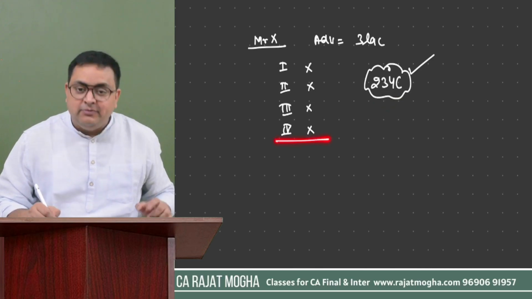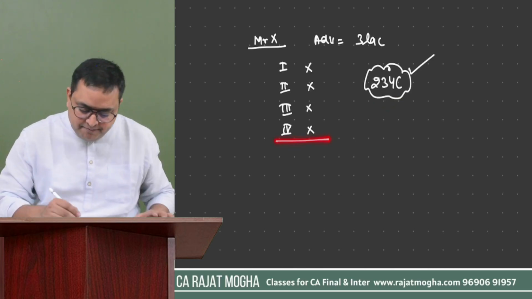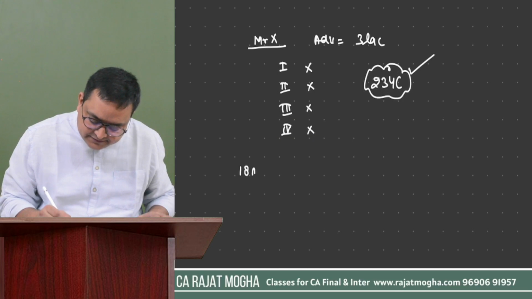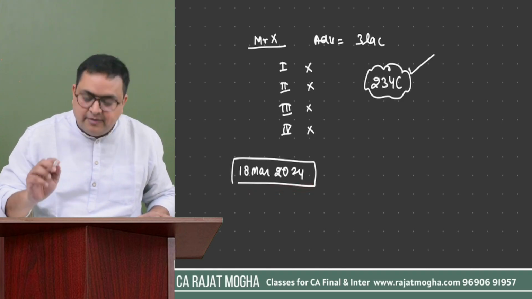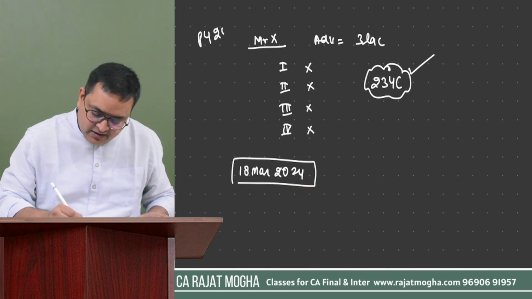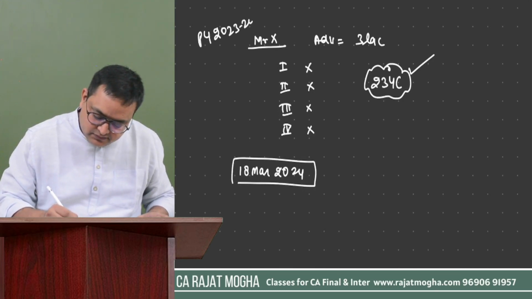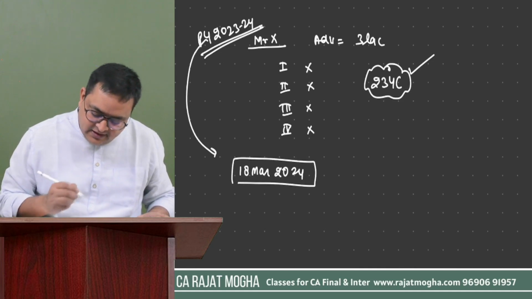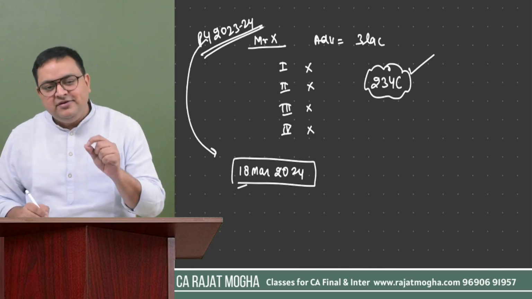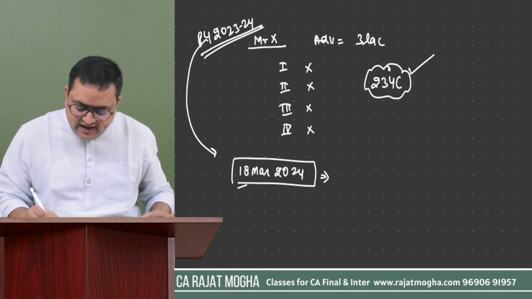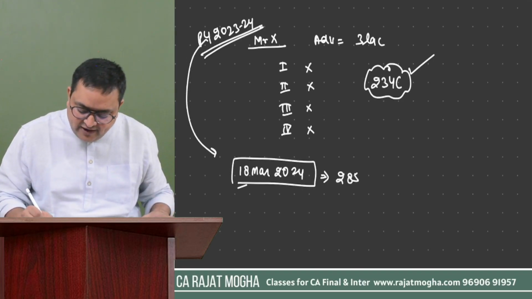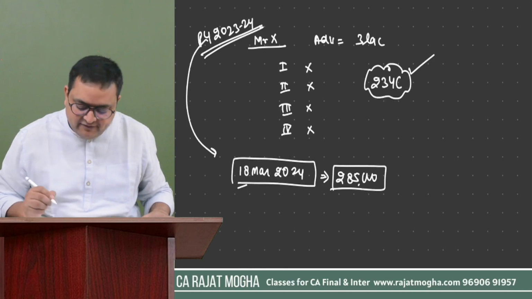But the fourth installment was due on 15th of March, right? But on, let's say, 18th March 2024, is it during the previous year? Yes, sir, this is during the previous year. Our previous year for examinations is 23-24, right? This is our previous year. So tell me whether it is paid during the previous year. The answer is yes, sir. On 18th March 2024, this person has paid 2,85,000.